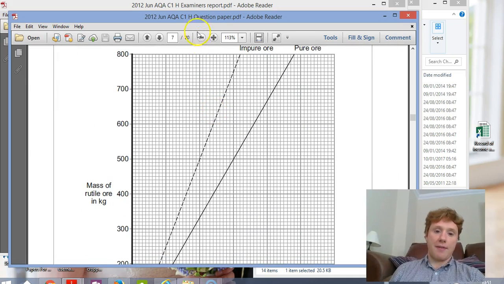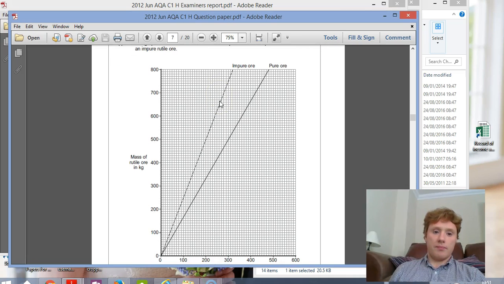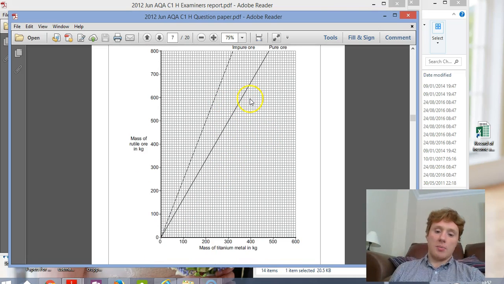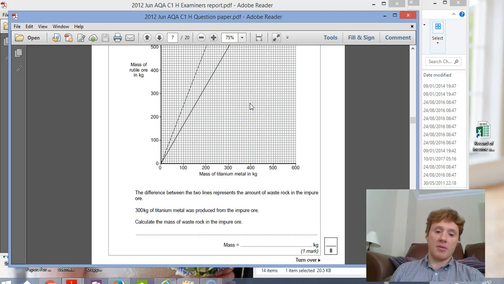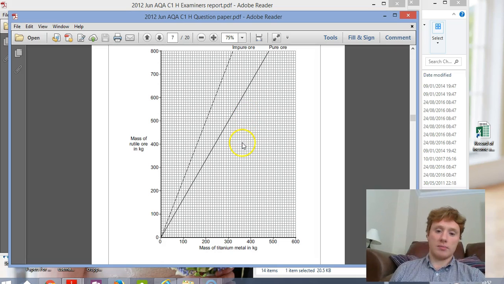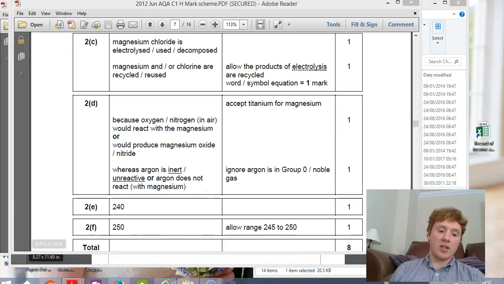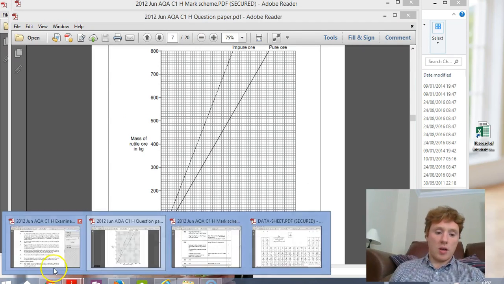2F, a graph. So the amount of titanium from impure ore and pure ore. Obviously, pure ore produces more titanium per kilogram. 300 kilograms of titanium metal was produced from the impure ore. Calculate the mass of the waste rock in the impure ore. So there you go. Off you go. Right, so the answer is 250, or 245 to 250.